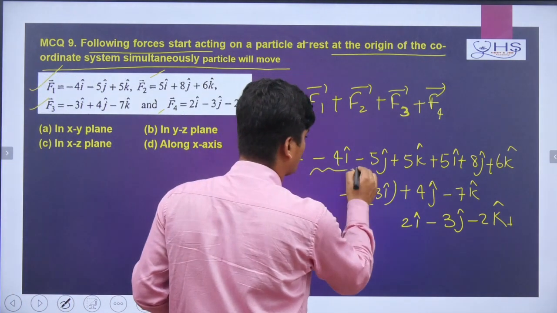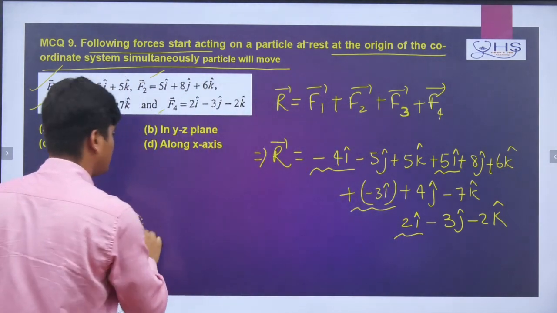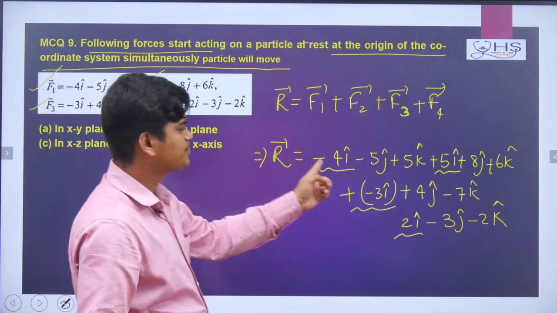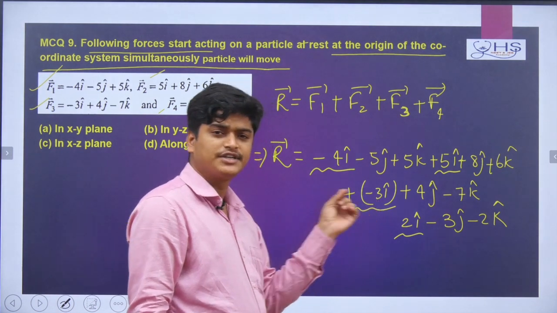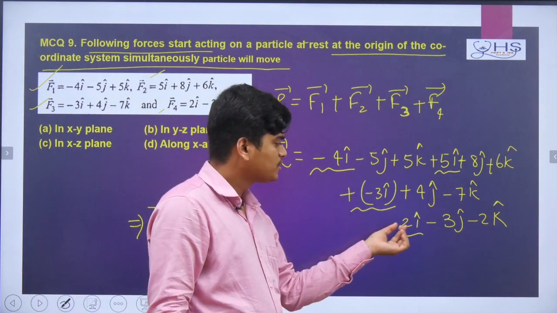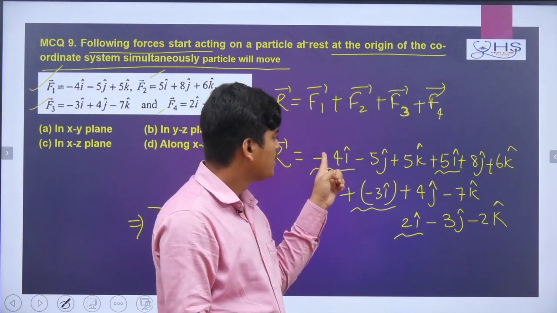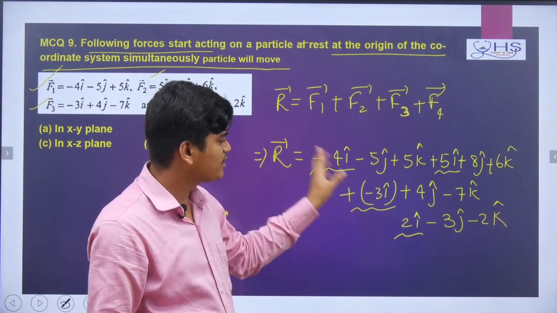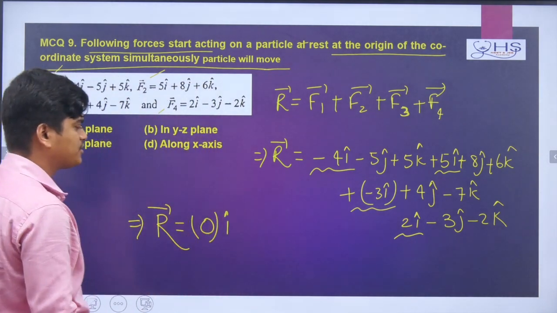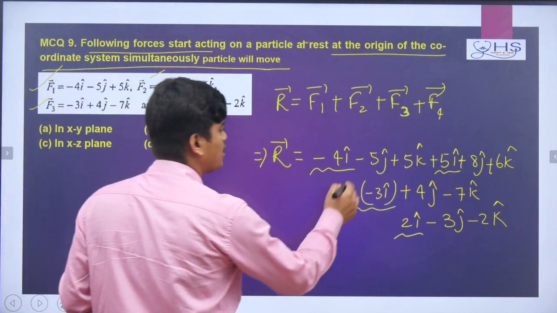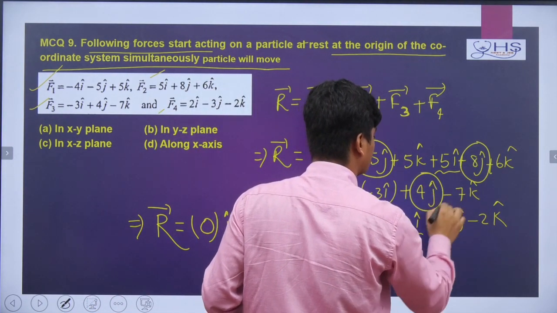Now for the i cap coefficients, you see it is minus 4i plus 5i minus 3i plus 2i. Add all of these. Minus 4 plus 5 is plus i, then minus 3i makes minus 2i, and plus 2i makes 0i. Alternatively, I can add minus 4 and minus 3, which is minus 7, plus 5 plus 2, which is 7, so minus 7 plus 7 is 0. Now come to the j: here j is there, here also j is there, here also, and here also.